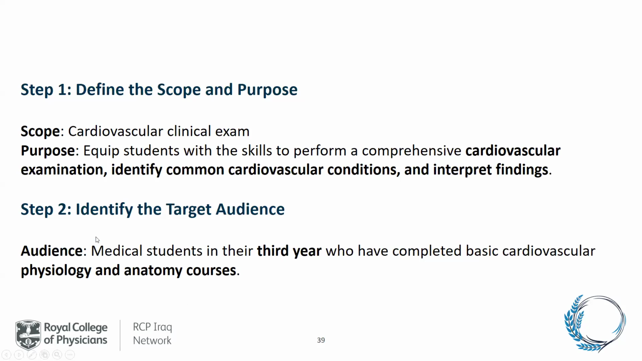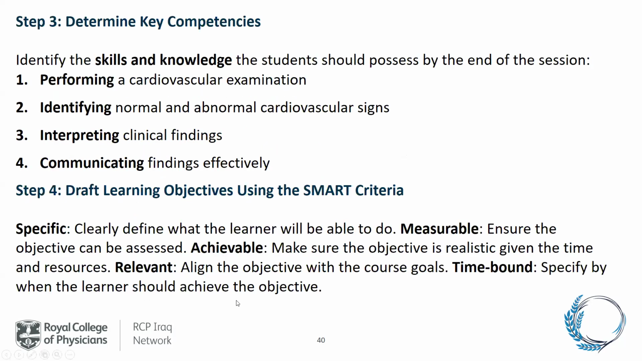What is coming next? Identify the target audience. Who is the target audience? Medical students. Let me say here as an example, third-year medical students who have completed their basic cardiovascular physiology and anatomy. This is the prerequisite. If my students are not trained in good cardiovascular anatomy and physiology, I cannot start clinical. This is the baton that one hands to the other. Very important, brothers. We must link preclinical with clinical in a very good way. Otherwise we cannot build one brick over the other. This is a very important message I want to deliver today.